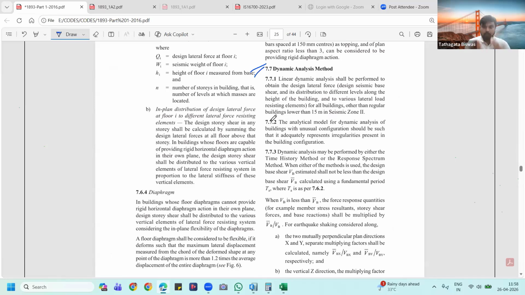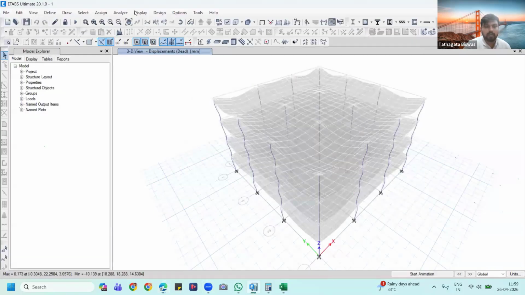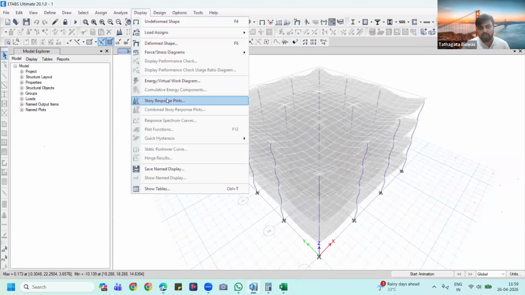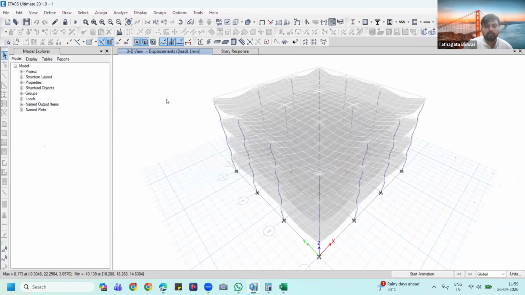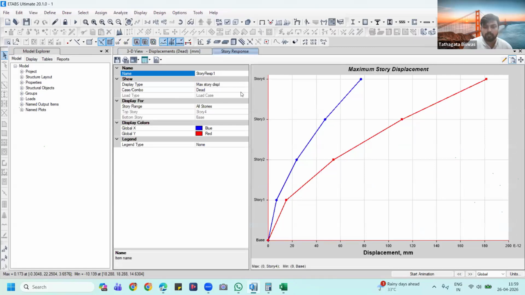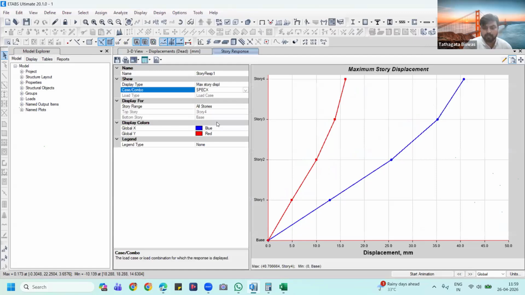So that clause will also guide you on how to adopt the dynamic analysis and when you should do it. Another thing is there is a check that you should do, which is called the story displacement and drift check due to earthquake. If you go to this story response for maximum story displacement, from here you need to change it to Spec X. So this is the value that is coming. So 40 mm is being deflected due to Spec X for the entire structure. Similarly for Spec Y.